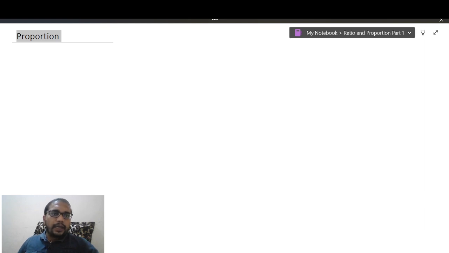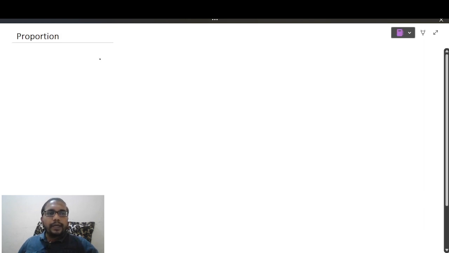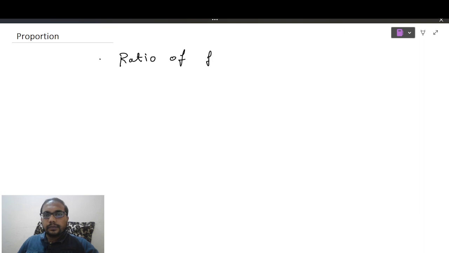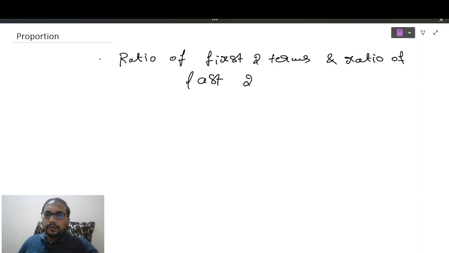Next one. What is the meaning of proportion? Proportion means the ratio of the first two terms and the ratio of the last two terms should be the same.